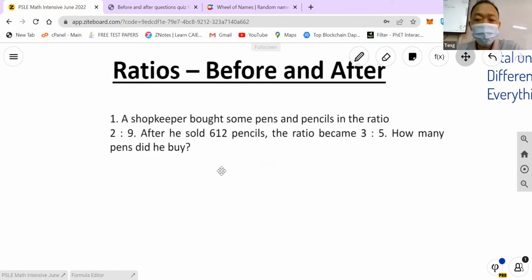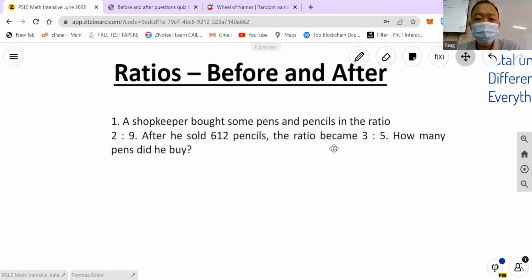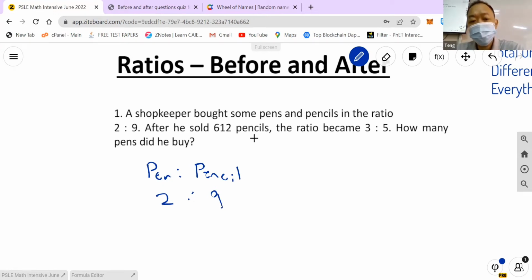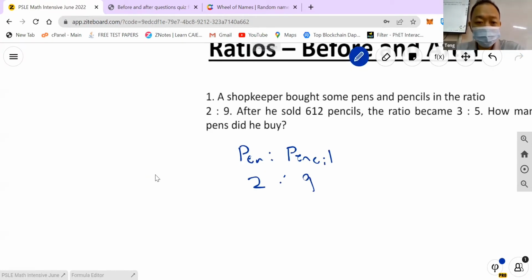Before and after, these are all the different variations of ratios that actually came out in the PSLE. Question number 1: a shopkeeper bought some pens and pencils in the ratio 2:9, pen is to pencil. After he sold 612 pencils. What I like to do is call this the before and after table. Before, then plus, minus, and then after.